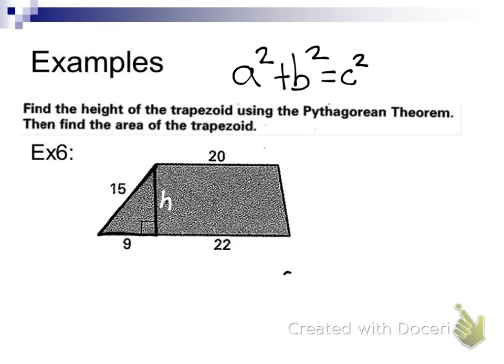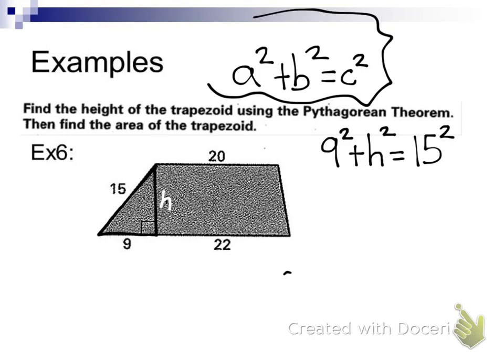So it's like a previous triangle problem first, and then we're going to use what we learned today to find the area. All right, remember when we're using the Pythagorean theorem, a and b are the legs of the right triangle. So for example, in this one, I'm going to make 9 the a. I'm going to make h the b. And then 15 is my hypotenuse, so that's the c. So just plug everything into the Pythagorean theorem. If you've forgotten the Pythagorean theorem, you should write this somewhere in your notes.